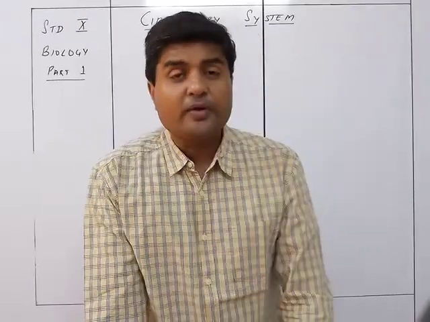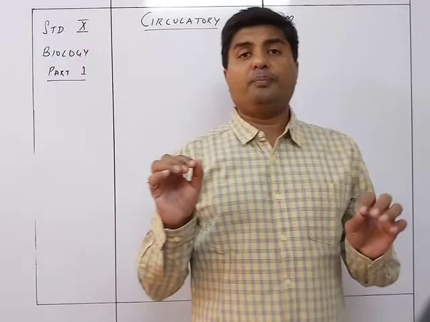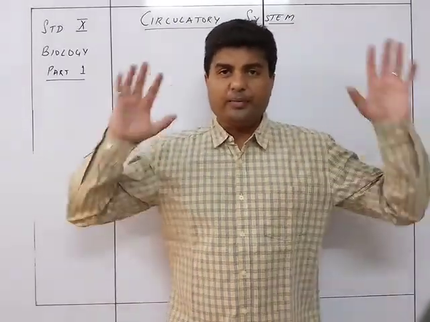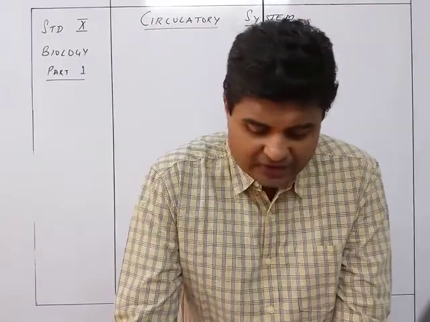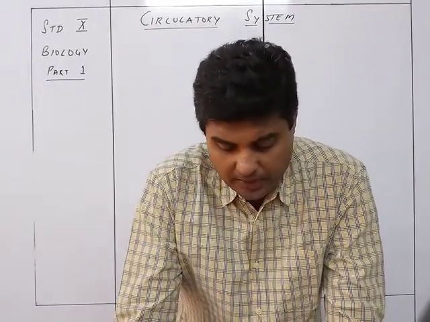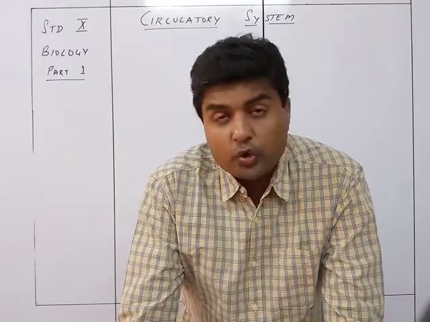Now let's see the volume of the blood. We have got 6 liters of blood in our body. Our complete body contains 6 liters. An average adult human contains 5 to 6 liters of blood by volume in the body.